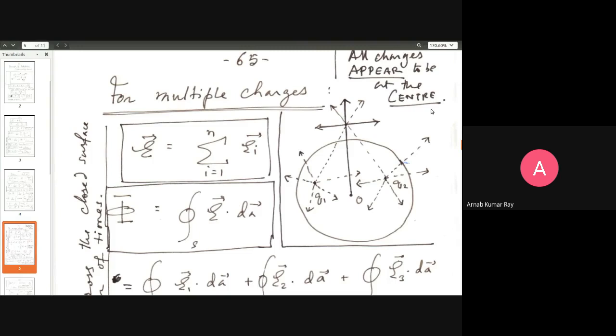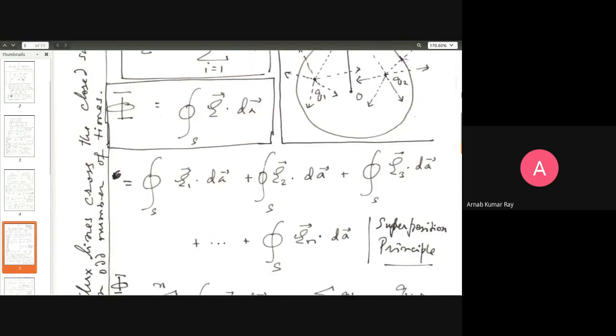It has crossed the surface an even number of times. Entered once, exited once. Therefore, its contribution to the flux is zero. Why? What is going in will be cancelled by what is going out. That is the important point. So if you have an even number of crossings of a surface, then that field line does not contribute to the flux.